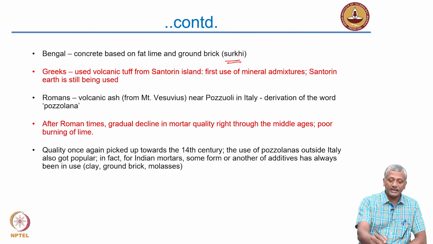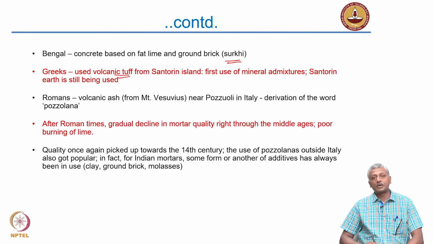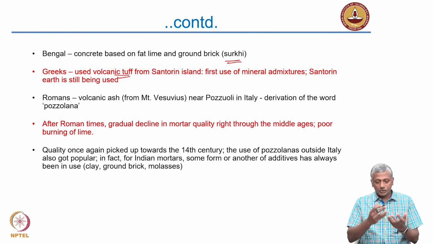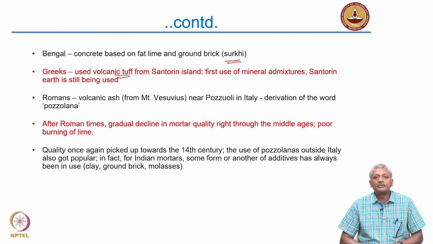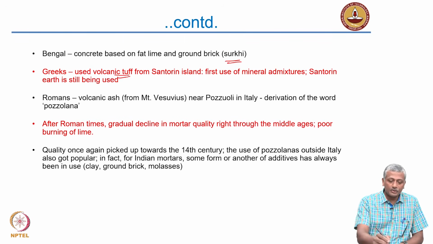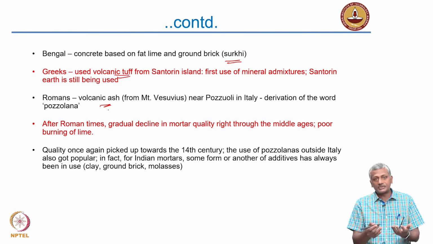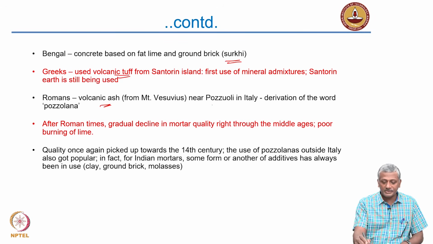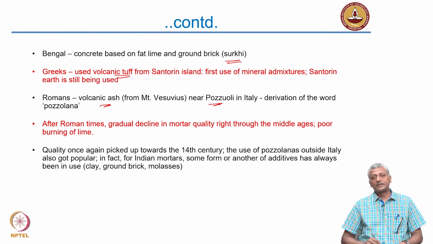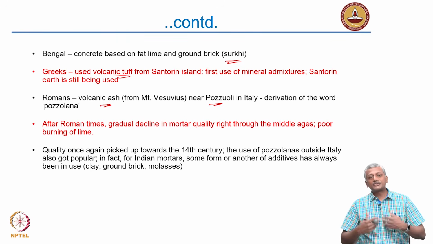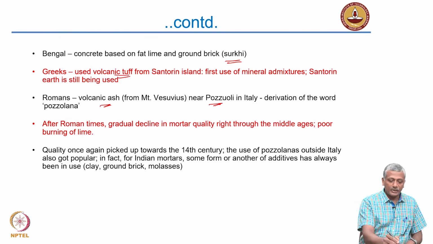Greeks used volcanic ash, basically volcanic tuff crushed to a powder, and that was used for mixing with the lime. Romans also used volcanic ash. The first use was historically recorded in a place near Pozzuoli in Italy. This was the ash that came out from the eruption of Mount Vesuvius. Okay, and this ash, because it was found in Pozzuoli, started to be known as pozzolana.